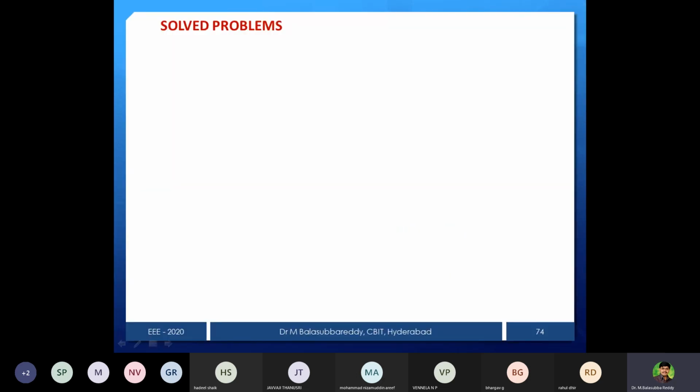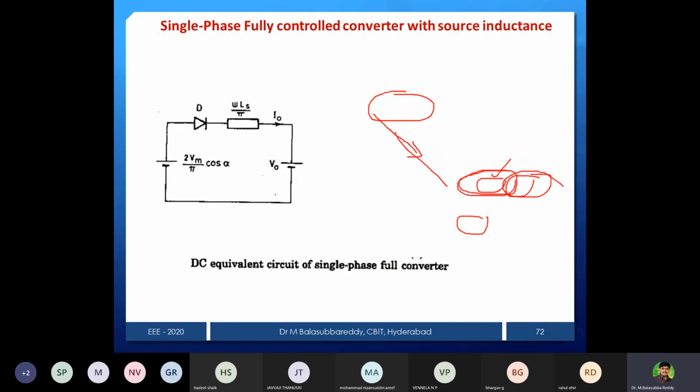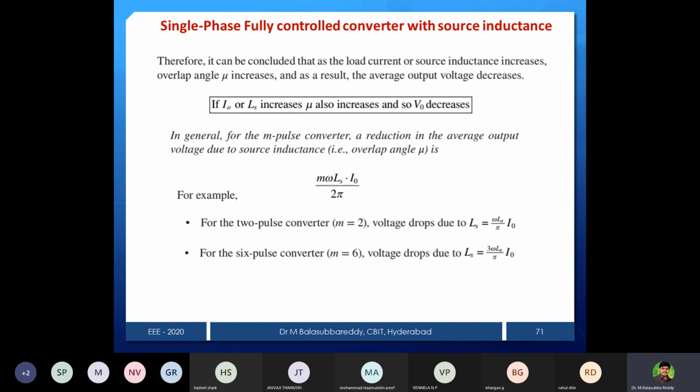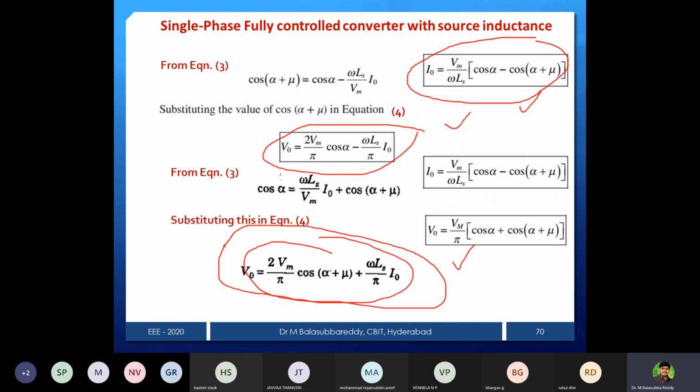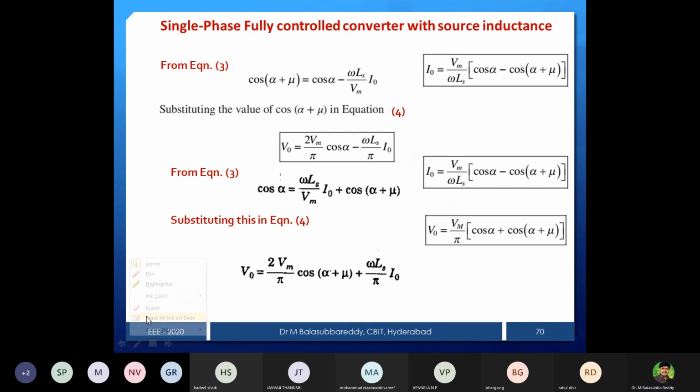Now that is about the source inductance effect. Now the question is the same thing. You can see the expression here. If the source is having some resistance also, then anybody, what is the expression here? What is the modification in this? Anybody guess this?